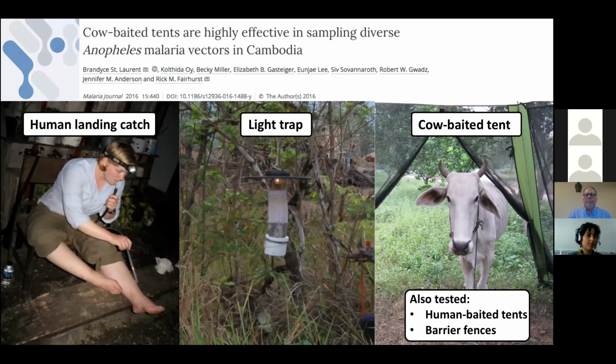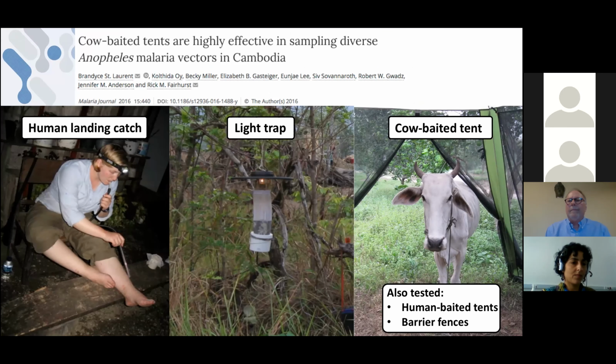Since infection rates in Southeast Asia tend to be very low in mosquitoes, sometimes less than 1 in 1,000 mosquitoes infected with falciparum, we need to collect thousands of mosquitoes to screen them and get any idea of infection rates by species. So we were interested in how to effectively collect them in Cambodia.